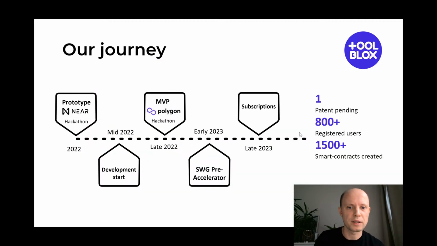Now, just briefly, our history. We started 2022, middle, where we started the development. We won several hackathons, including this Near hackathon and Polygon hackathon. And so we launched the subscriptions or the basic website that we have up and running today in late last year. Right now we have 800 registered users and close to over actually 1,500 smart contracts created.